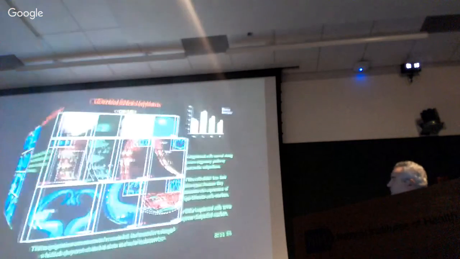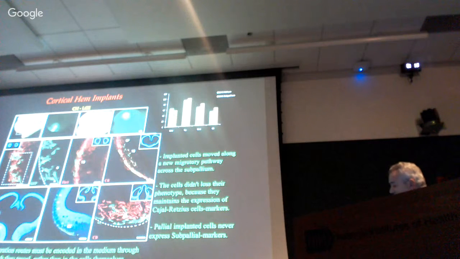So we did a more difficult experiment, because in this case we transplant pieces of the cortical hem, which is a pallial structure, into a subpallial structure, the ganglionic eminence. And we saw that the cells migrated around the limb, and they expressed Cajal-Retzius cell markers and they expressed markers in equal cells. So the summary is that the migration rules must be encoded in the medium through which they travel rather than in the cells themselves.